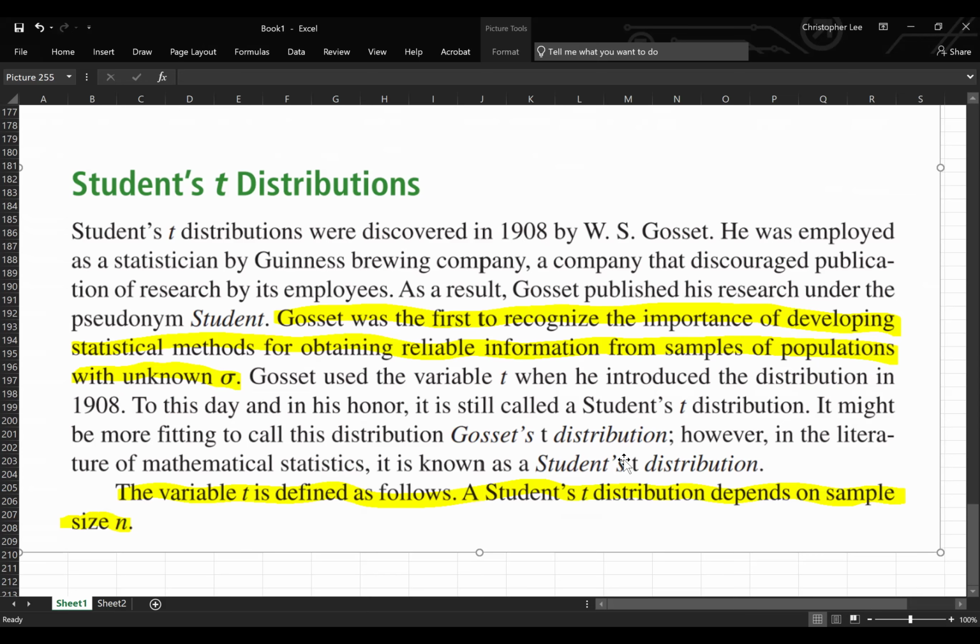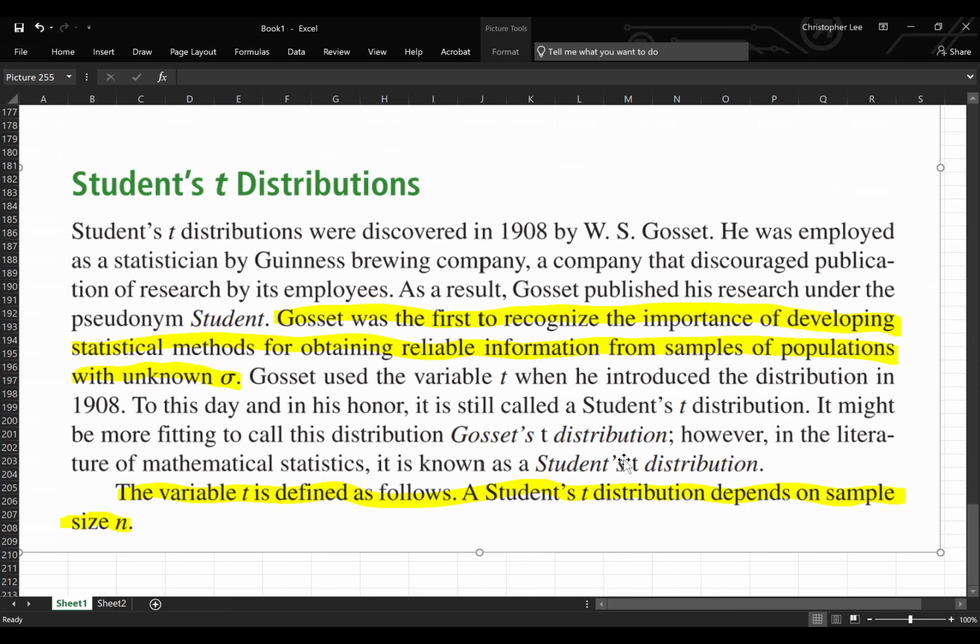So Guinness was a company that discouraged publication of research by its employees. As a result, Gossett published his research under the pseudonym Student. Gossett was the first to recognize the importance of developing statistical methods for obtaining reliable information from samples of populations with unknown population standard deviations. Gossett used the variable T when he introduced the distribution in 1908. To this day, and in his honor, it is still called a student's T distribution. It might be more fitting to call it a Gossett's T distribution. However, in the literature of mathematical statistics, it's known as a student's T distribution.